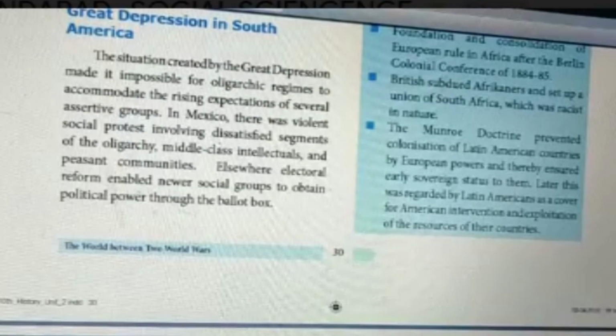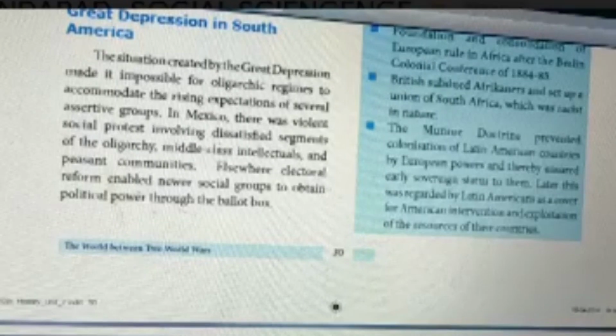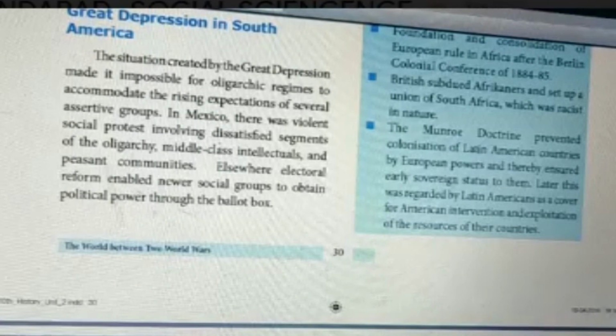And next, the Great Depression in South America. Since America was a dominant power, we can see that all the middle class people were trying to settle, and during this time, on October 24, 1929, the Great Depression happened, which led to a heavy downfall for them.